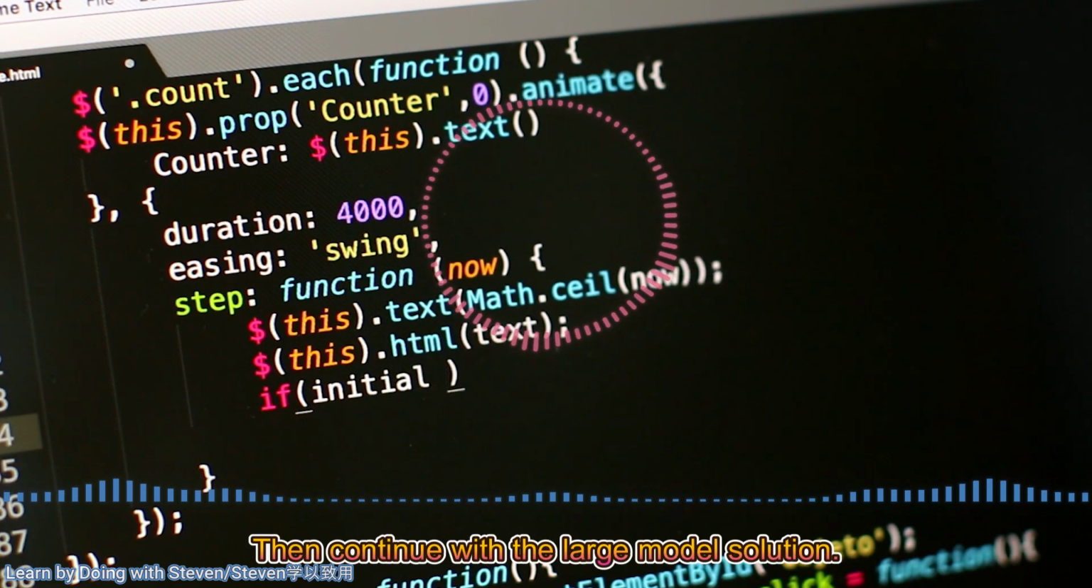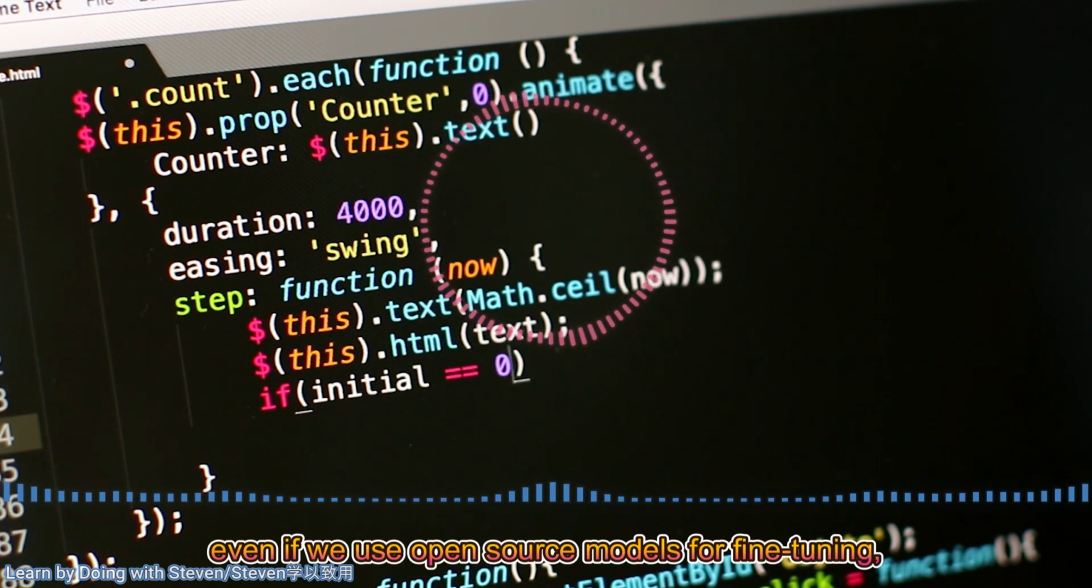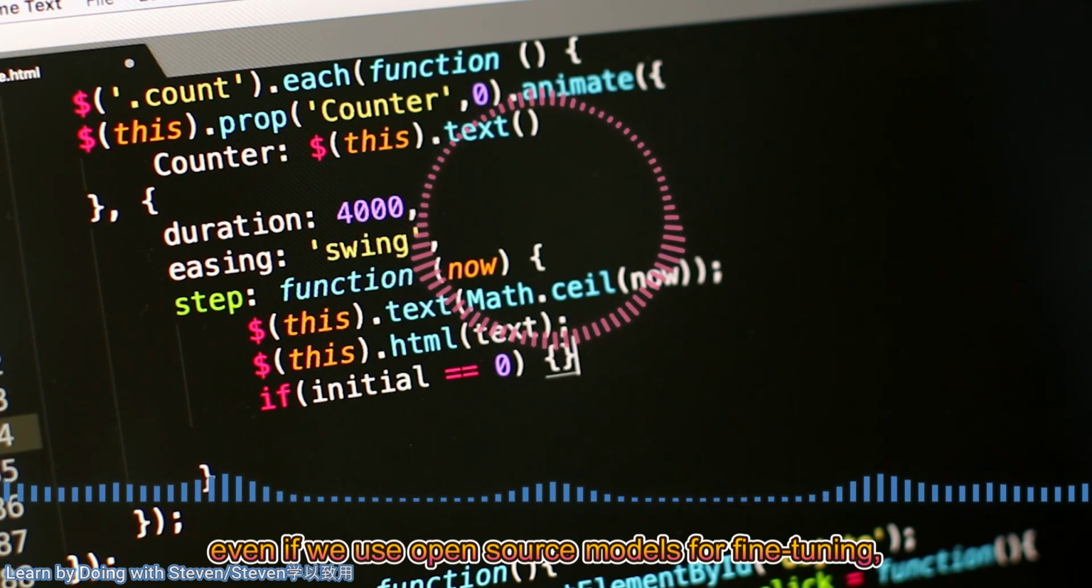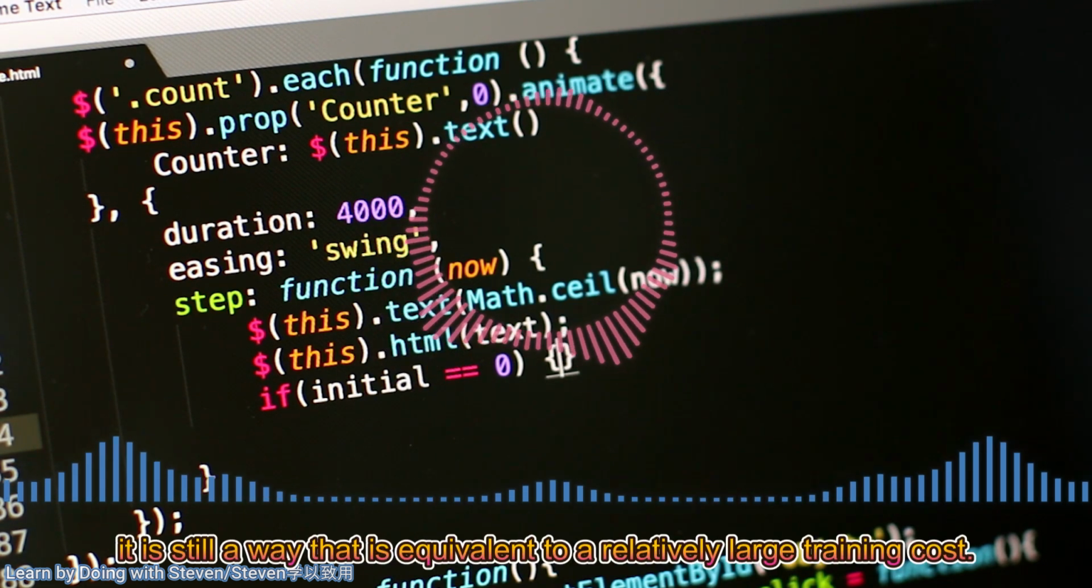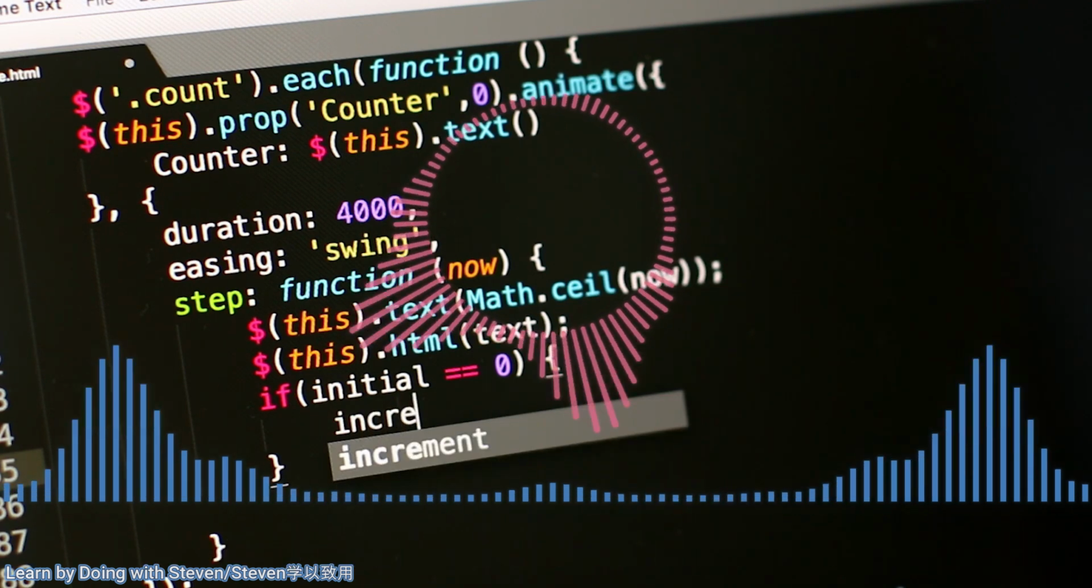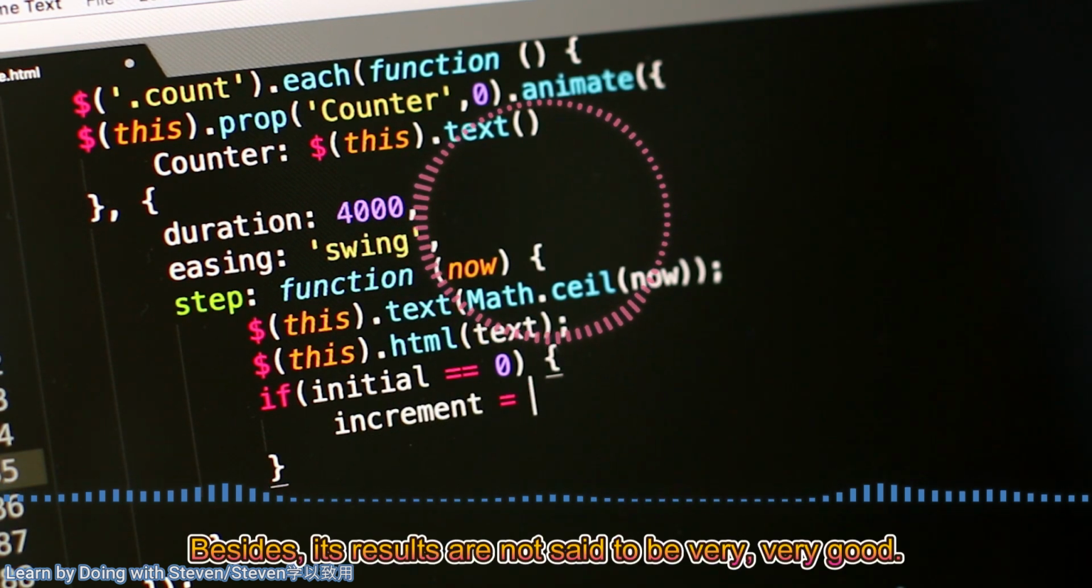Then let's continue with the large model solution. First of all, even if we use open source models for fine-tuning, it still involves a relatively large training cost. Besides, its results are not very, very good.